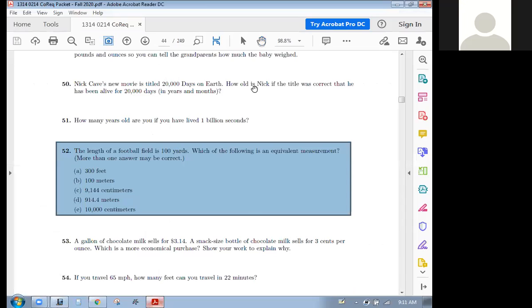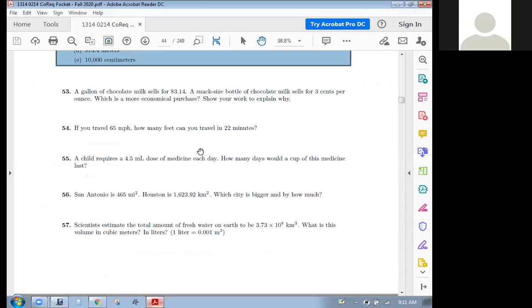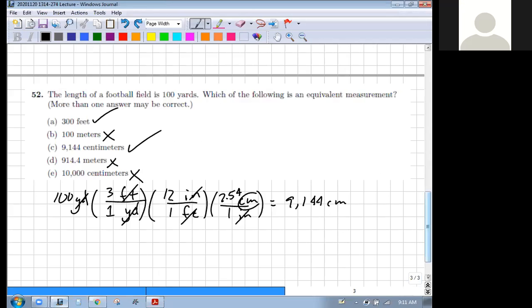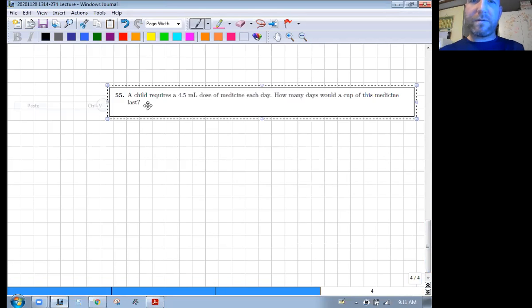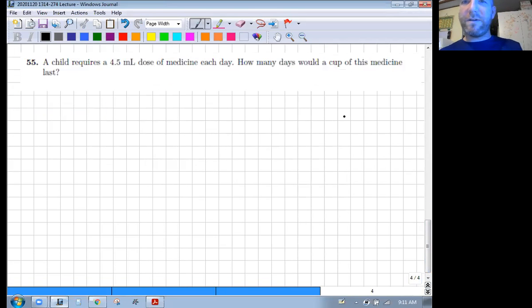Let's see here. This one. 55. 4.5 milliliters is the dose of medicine each day. How many days would a cup of this medicine last? Well, let's see how many milliliters are in a cup, and then we'll divide that by this number of milliliters per dose, right? Since it's 1 dose a day, and that'll tell us how many days.